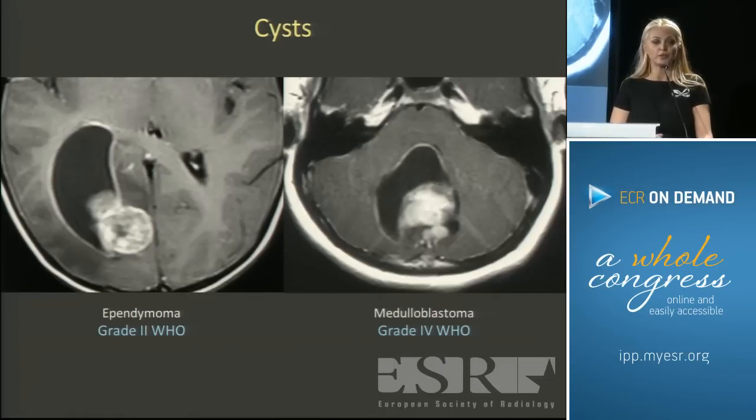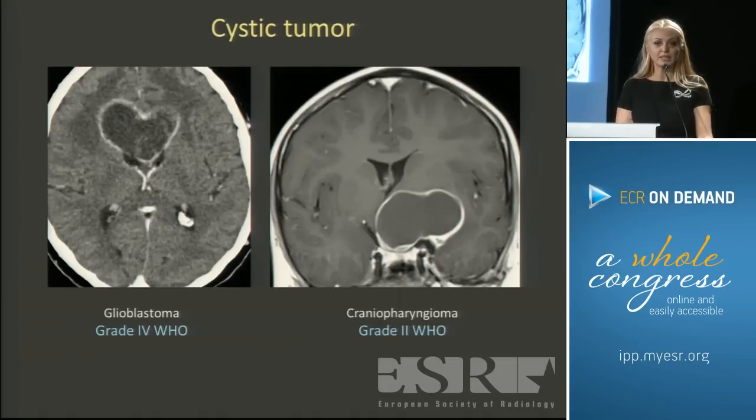tumor. And both have intratumoral cysts with enhancing walls. So you cannot count on peritumoral cysts to be able to predict the histology. Even if you see a completely cystic tumor with an enhancing wall, you cannot tell based on this if it is glioblastoma or maybe just craniopharyngioma.